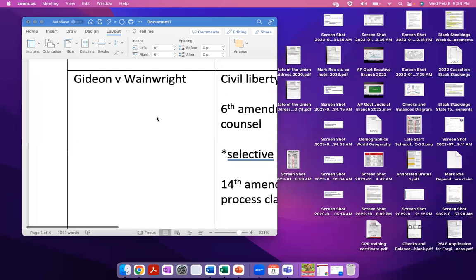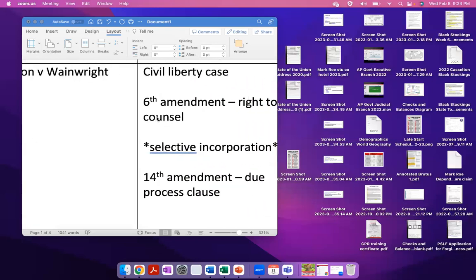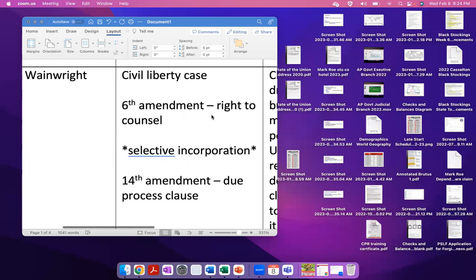But Gideon, right? This is a Sixth Amendment case. The part of the Sixth Amendment that you have to know for this one is the right to counsel. Again, the Sixth Amendment, kind of like the First Amendment, has a bunch of parts to it: fair and speedy trial, right to counsel, right to hear and question witnesses, right to see evidence, so on and so forth. But the right of counsel is a Sixth Amendment protection.